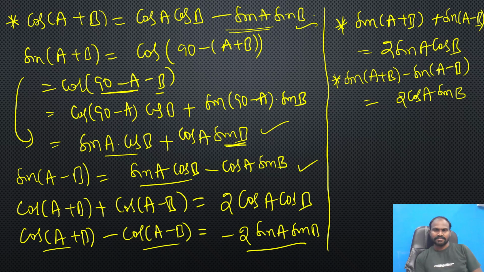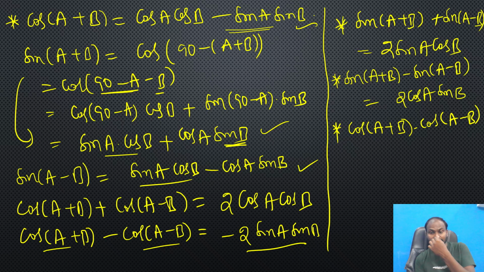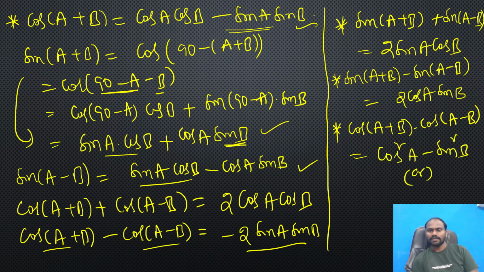Okay, next. What about multiplication? For example, if you do cos of a plus b into cos of a minus b, you can see the only change is the minus in between them. That means it will look like a plus b into a minus b, so a square minus b square. After simplification, what you will get is cos square a minus sin square b, or cos square b minus sin square a.